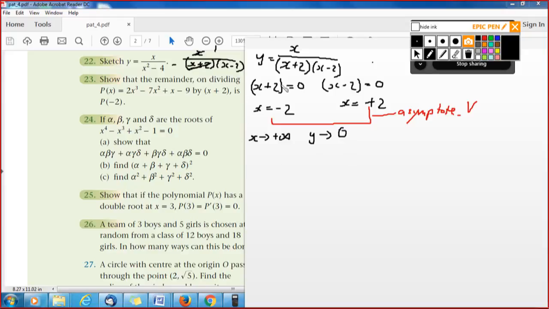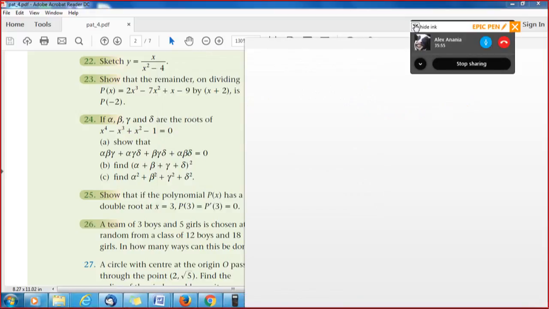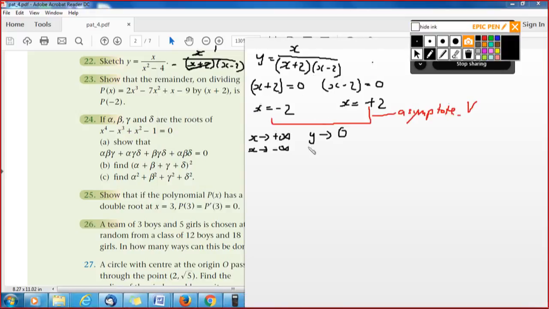And what happens if you go to negative infinity? As x approaches negative infinity, in other words x approaches infinity the other way, you get a really, really massive negative number. Does that make sense? y will also approach 0, right?